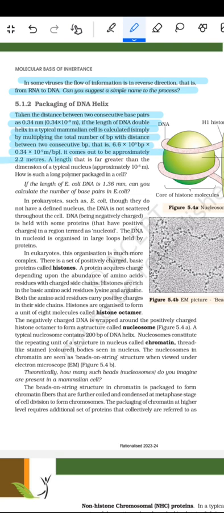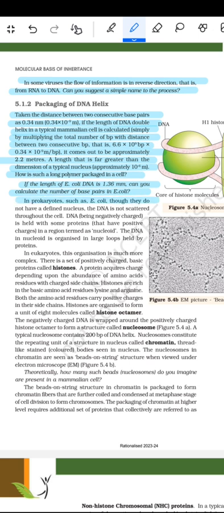it comes out to be approximately 2.2 meter. A length that is far greater than the dimension of a typical nucleus, approximately 10 to the minus 6 meter. How is such a long polymer packed in a cell? If the length of the E. coli DNA is 1.36 millimeter, can you calculate the number of base pairs in the E. coli?